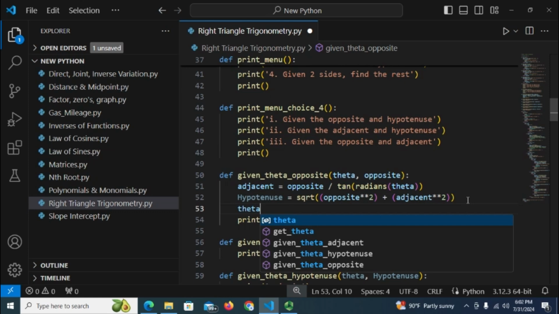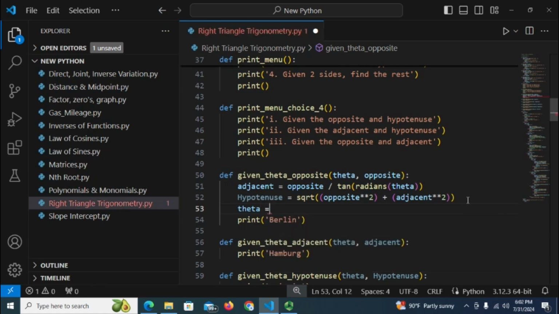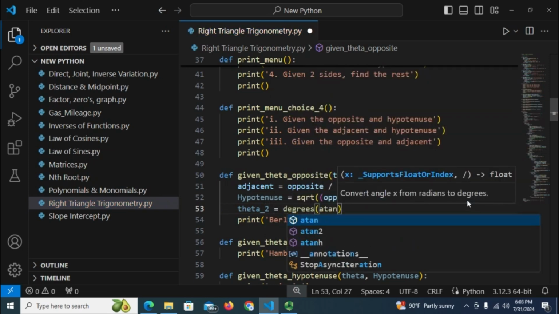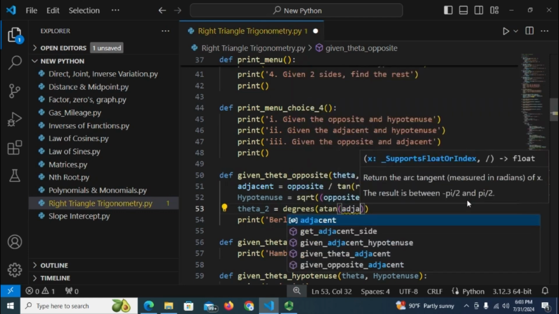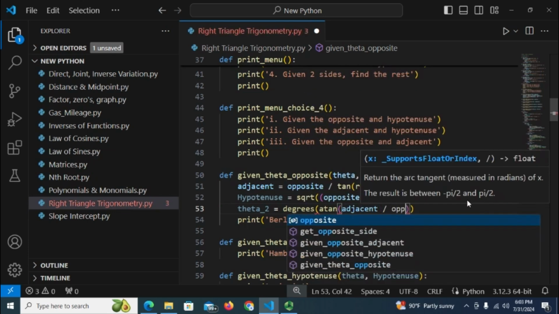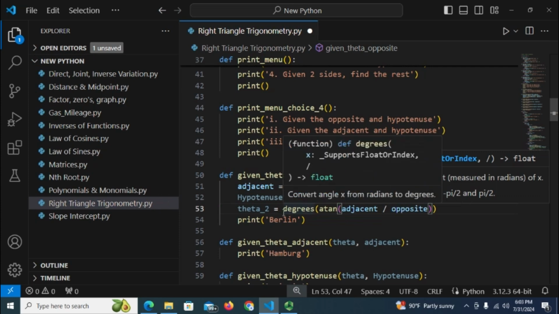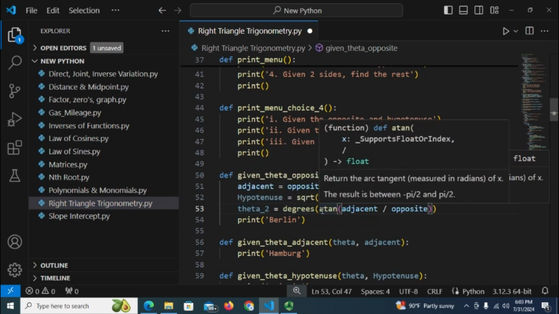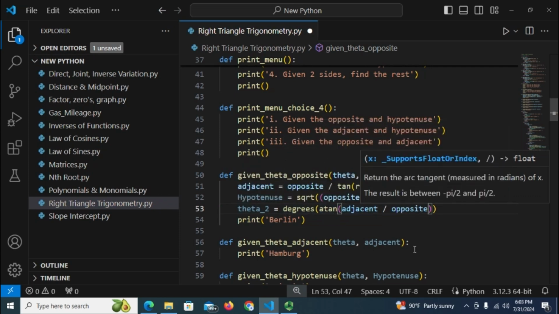The first one was given. The first one is a theta that the user inputs. So theta 2 equals, in degrees, adjacent over opposite, like that. So theta 2 will be the degree version of arctan of adjacent over opposite.